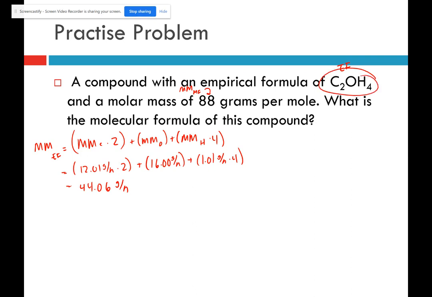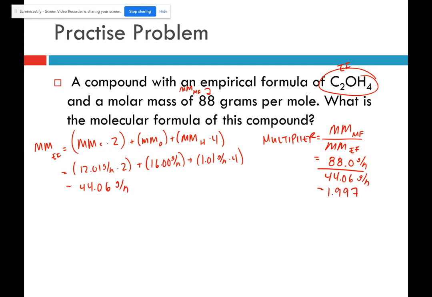Now that I know how much this weighs, I need to figure out how many times that can fit into the molecular formula. So I need to figure out my multiplier. To do that, I'm going to take the molar mass of my molecular formula and divide that by the molar mass of my empirical formula. So that means 88 grams per mole needs to be divided by 44.06 grams per mole. That's going to give me 1.997, which we know is pretty close to 2. So I'm going to round that to a whole number.